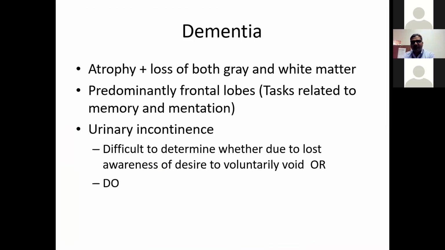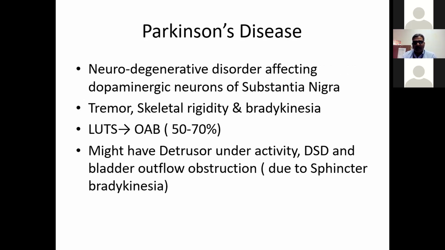Dementia is a debilitating condition, which is characterized by atrophy and loss of both gray and white matter. It predominantly affects the frontal lobe, which mediates the tasks related to memory and mentation. So most of these patients with dementia have urinary incontinence because of both of these factors. First, there is loss of cortical control over the pontine micturition center. So patients lose the awareness of the desire to voluntarily void, with detrusor overactivity.